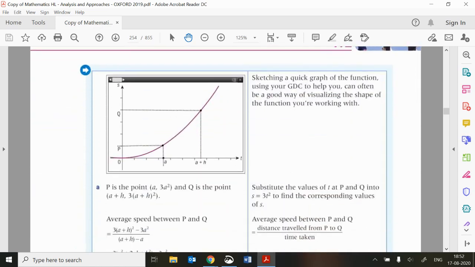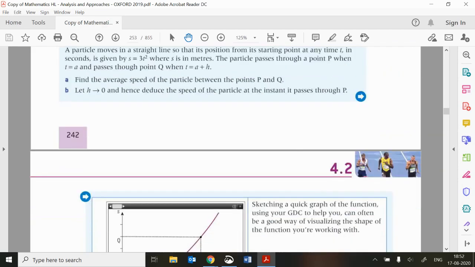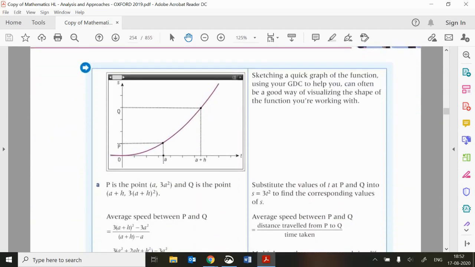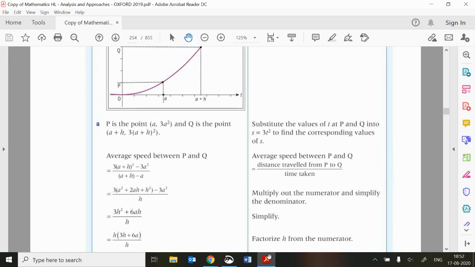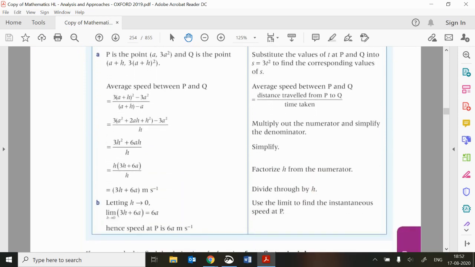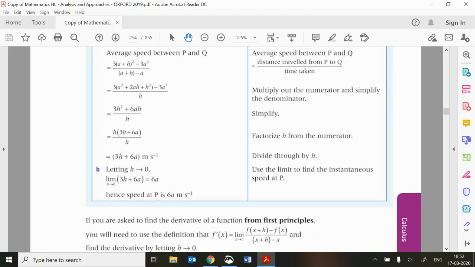Okay, well, let's have a little look at what they've done. They've sketched this one. Did they ask us to sketch it? No, they didn't, but there we go. It's just a 3t squared graph, that's all. And they've come up with the points, they've come up with the average speed there, come up with the expression, and they've let h is equal to 0. They've done exactly the same.